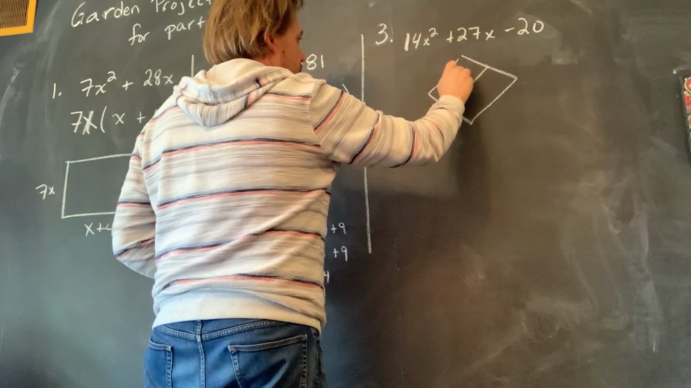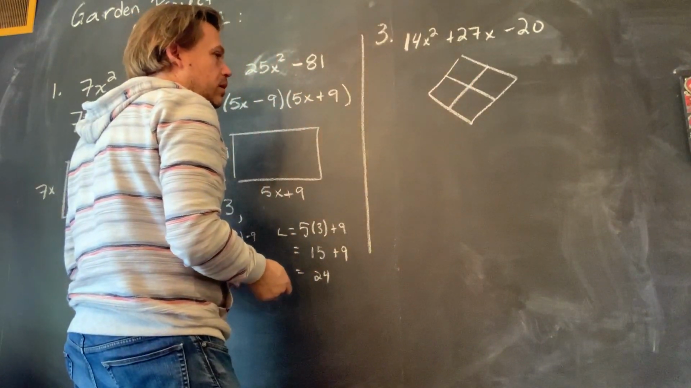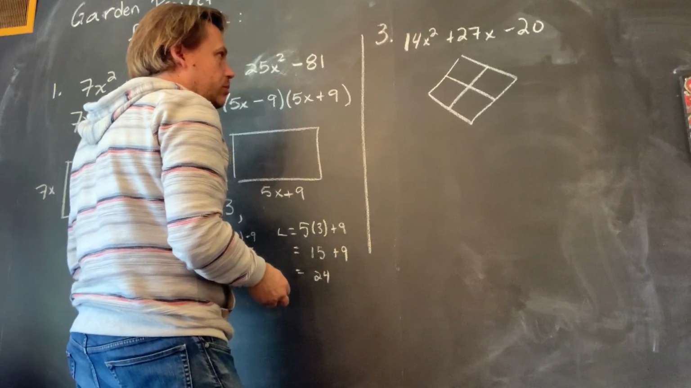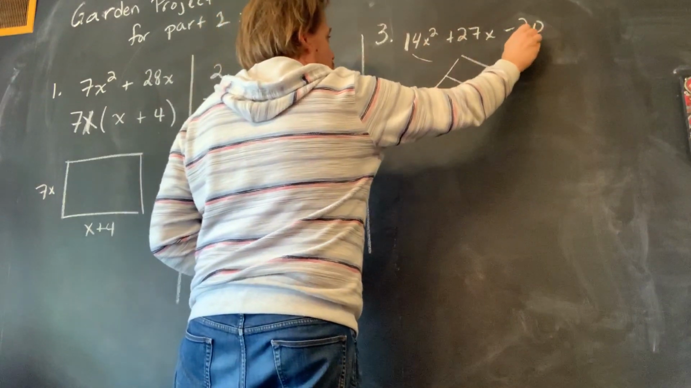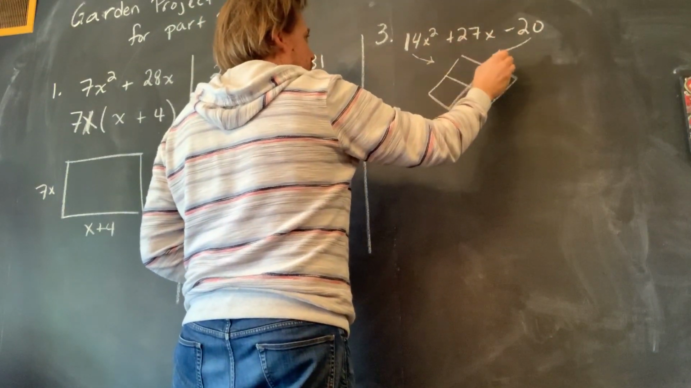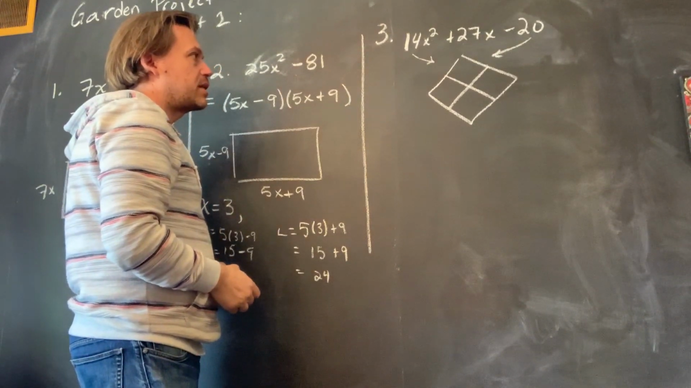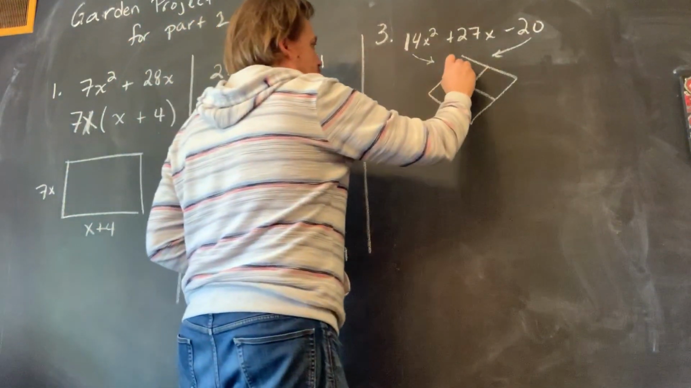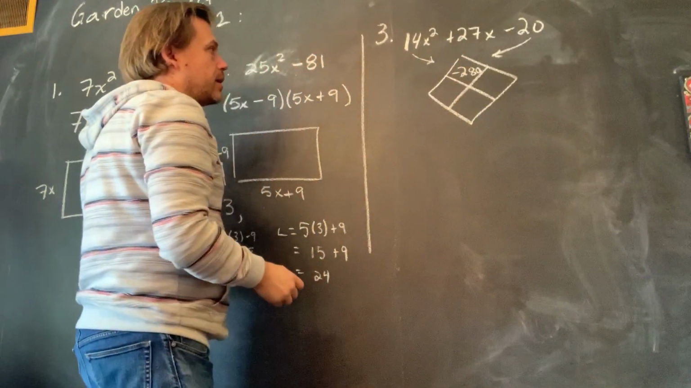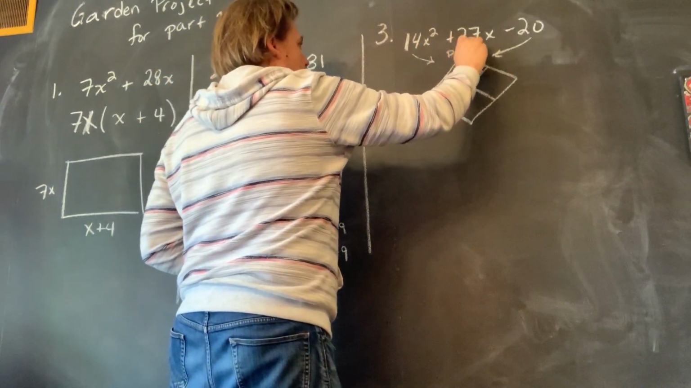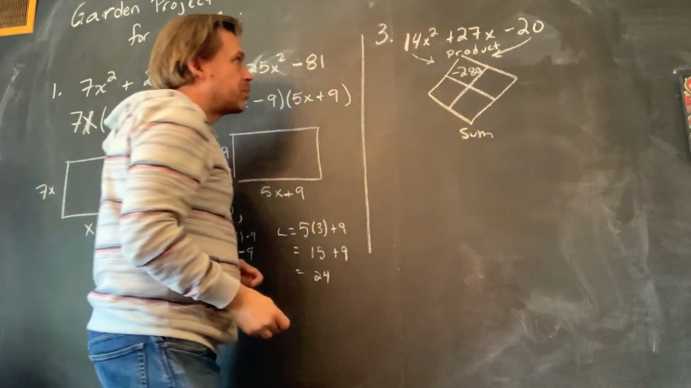And this was, I think, the final video from last week, or maybe the one before, the video from Thursday. So I'm going to do 14 times negative 20. Well, 2 times 14 is 28, so 14 times negative 20 is negative 280. And that's my product. My sum is going to be 27.